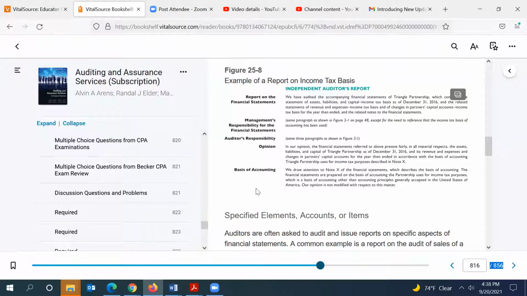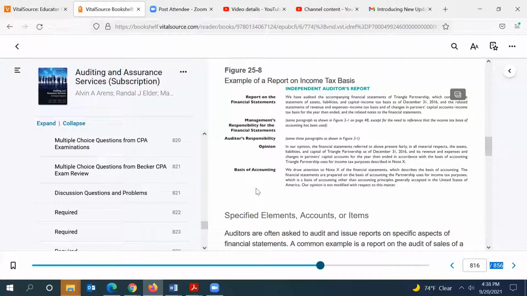We draw attention to Note 10 of the financial statements, which describes the basis of accounting. The financial statements are prepared on the basis of accounting the partnership uses for income tax purposes, a basis of accounting other than accounting principles generally accepted in the United States of America. Our opinion is not modified with respect to this matter. So everything's okay. But you, the reader, we just wanted to explain it to you.